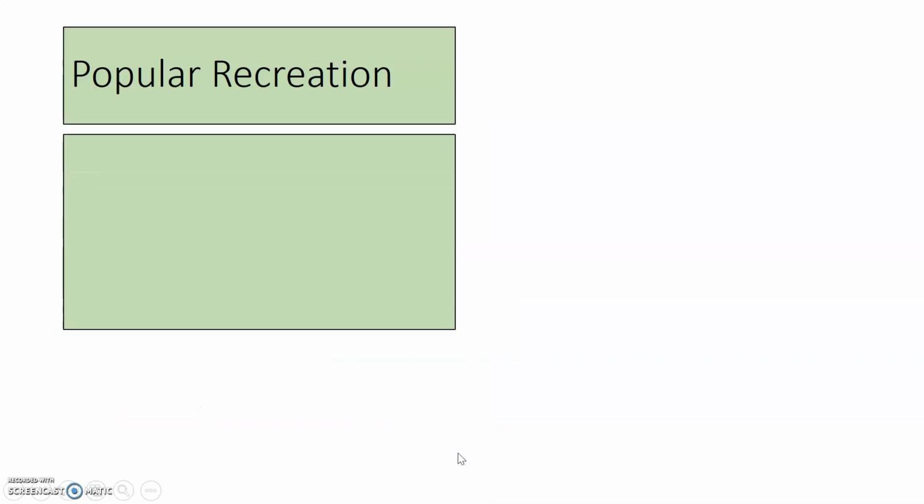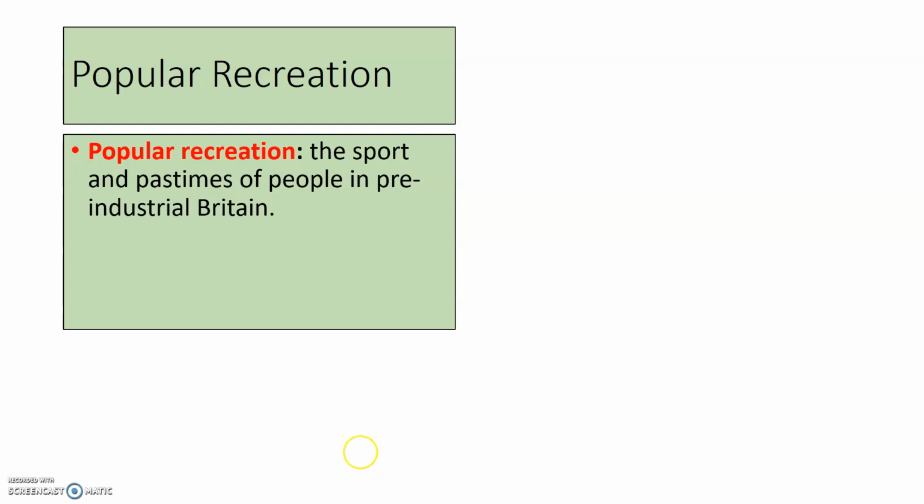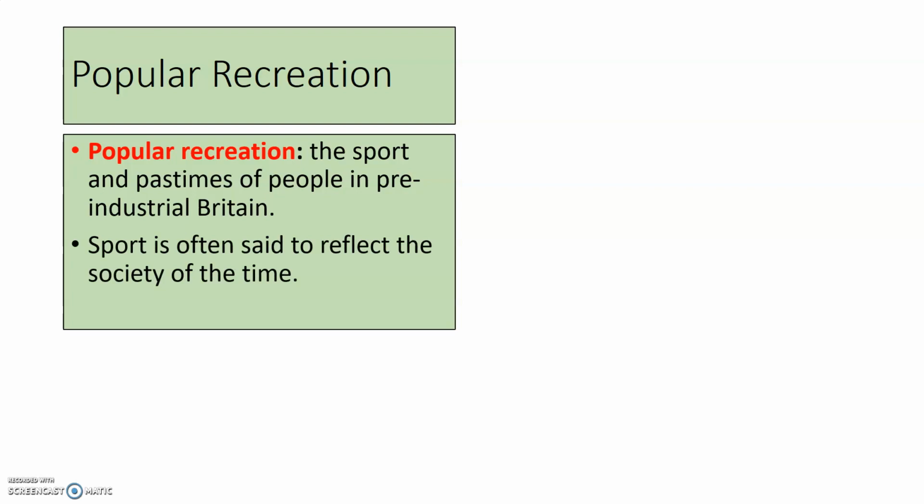Okay, so let's look at this first term, popular recreation. Ultimately, what you need to understand is that this term refers to the sport and pastimes of people in pre-industrial Britain. So between the 1700s and around the 1820s, 1830s, people that played sport or did various activities, it would have been referred to as popular recreation. And often sport is seen to reflect the society of our times. As you'll see from the different characteristics of sports during this period, it often reflected how society looked.